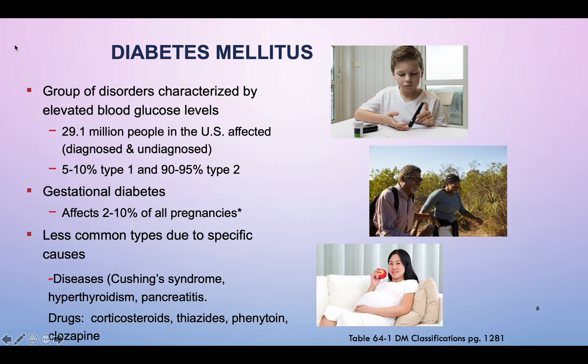So there's actually 30.3 million people in the United States affected, which is diagnosed and undiagnosed, 10% type 1, 90% type 2. There is gestational diabetes, and that affects 2 to 10% of all pregnancies. The less common types are due to specific causes. For example, Cushing syndrome can cause diabetes, hyperthyroidism, pancreatitis, drugs like corticosteroids. My grandpa was on prednisone for a long time, and he had prednisone-induced type 2 diabetes. Thiazides can do it, phenytoin, and clozapine.